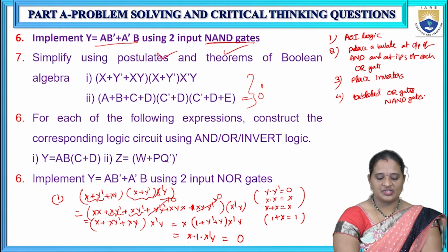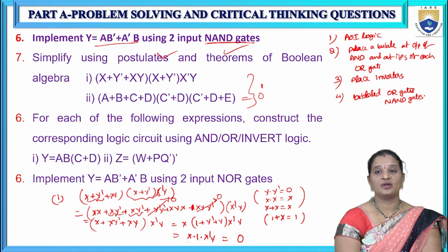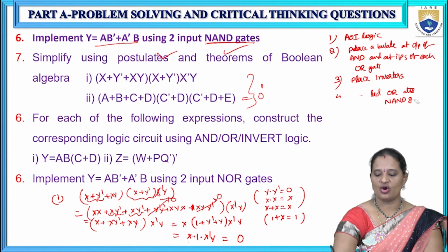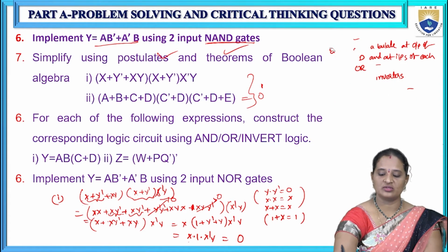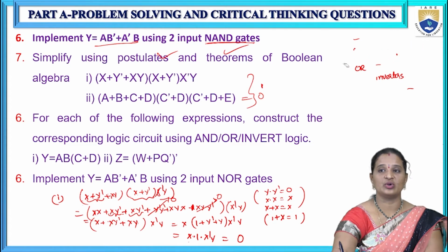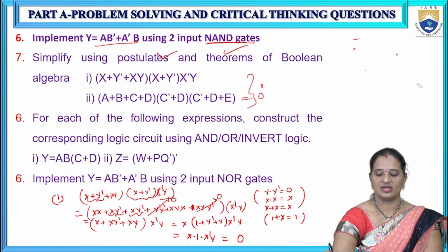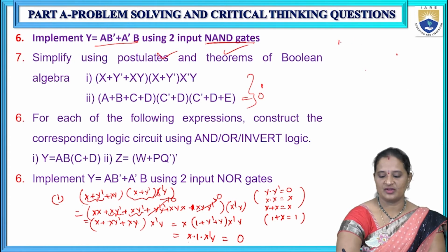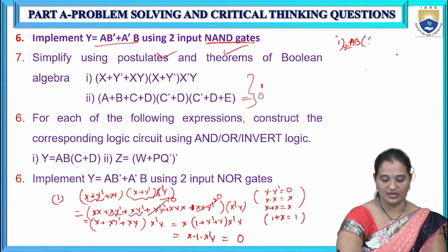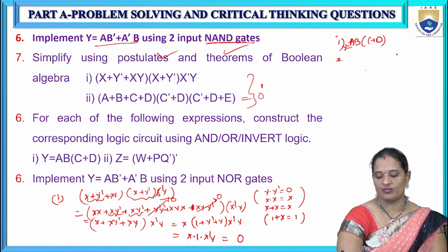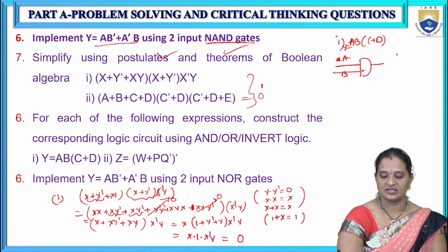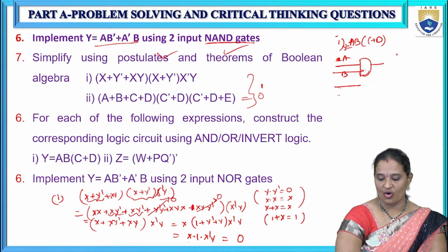For each of the following expressions, construct the corresponding logic circuit using AND or invert logic. So what we need to do is simply draw the logic circuit, or else we can say that this problem asks us to implement the Boolean functions using logic gates. So what is the first function given? The first function is y = AB(C + D). So now I want to implement this one using logic gates. First I am taking an AND gate, to which I am giving the two inputs A and B, and then I am taking an OR gate, to which I am giving the two inputs C and D.